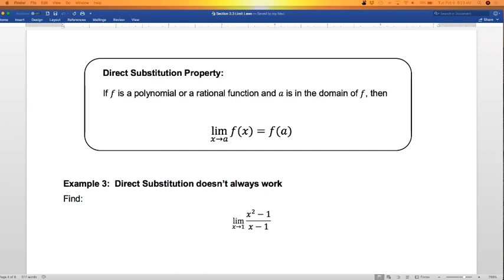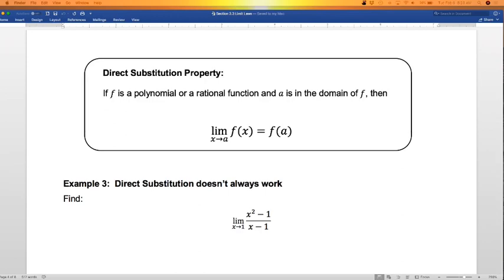If f is a polynomial or a rational function and a is in the domain of f, that's the kicker. A has to be in the domain of f. Then the limit as x approaches a of f of x equals f of a. So basically we have to make sure that your function is defined when x equals a. Now for a polynomial function, unless you've got some weird contextual issue going on, polynomial functions are defined over all the real numbers. And so you can always use direct substitution.